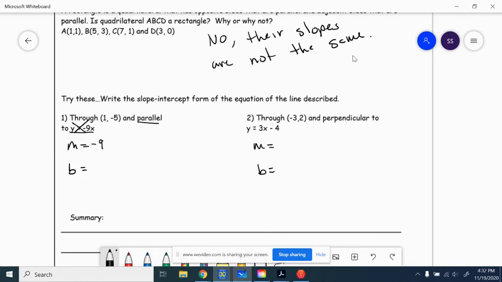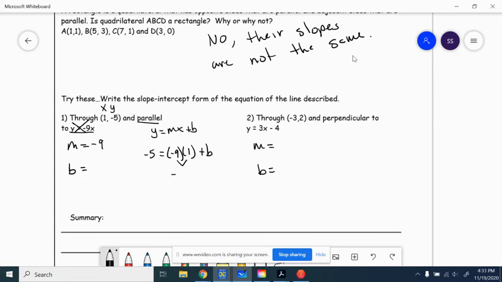Now we need to recognize I have an x, I have a y, and I have an m. Why don't we take the equation of a line in slope-intercept form and just substitute everything in? So y, we have -5, is equal to -9 times x, which is 1, plus b, and all we have to do is solve this equation. We just need to solve for b. So we're going to multiply this out.